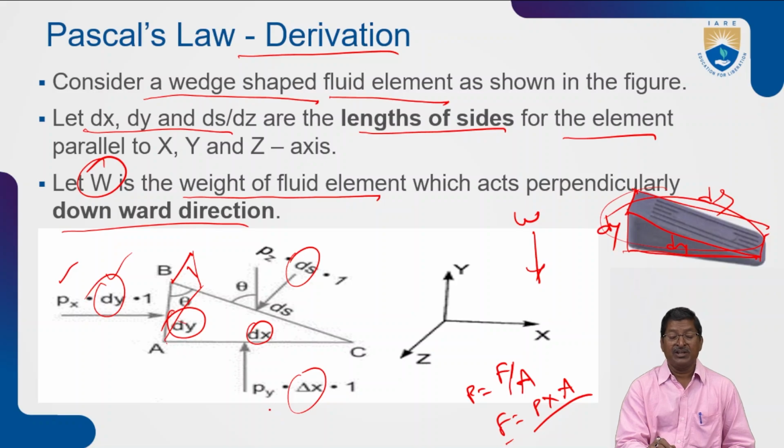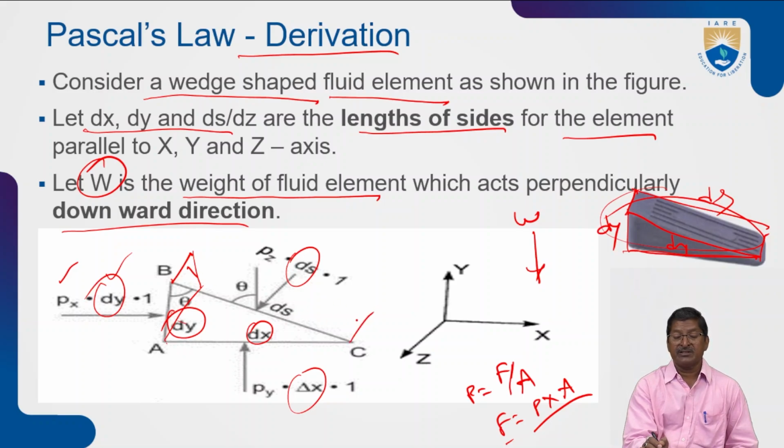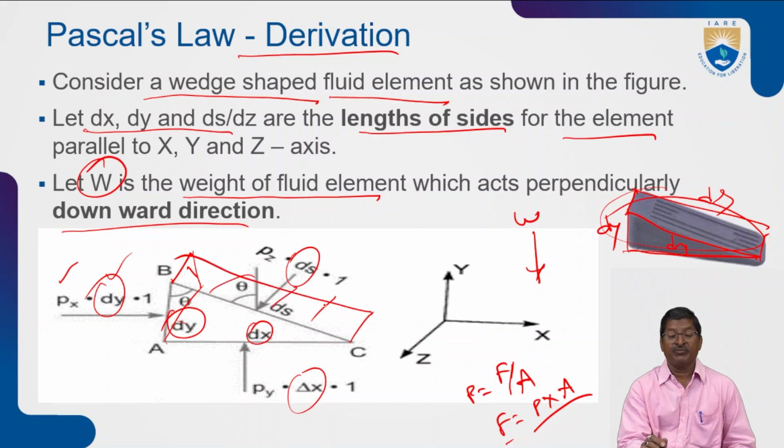Similarly in y direction, the force is equal to py, that means the pressure in the y direction, into dx into 1. And here in the diagonal slope length, also the same thing. So pz is the pressure in the z direction and ds into 1 is the area of that particular element. So that area, ds into 1, into pz, you get the force in that z direction.